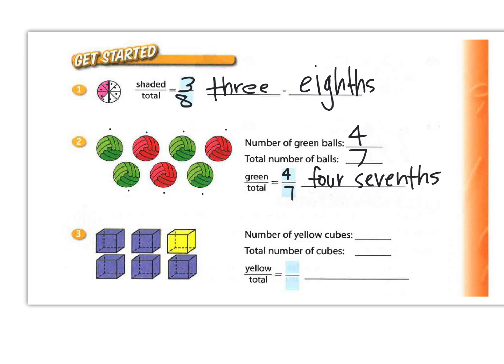All right, next one is number of yellow cubes. We can see we have just one, and the total number of cubes is 1, 2, 3, 4, 5, 6. So 1 out of 6 are yellow. So we would say 1/6.